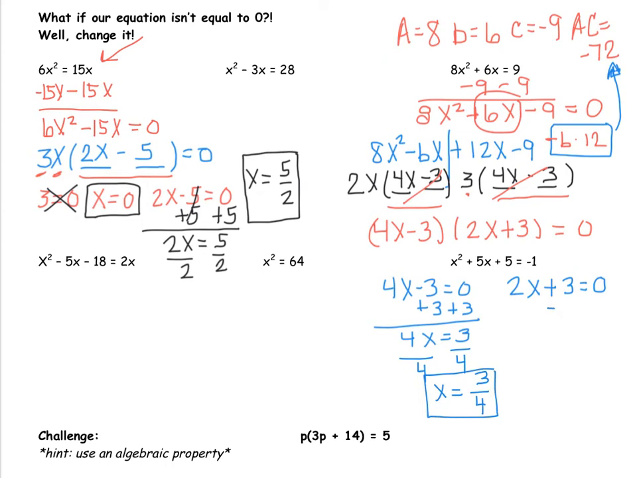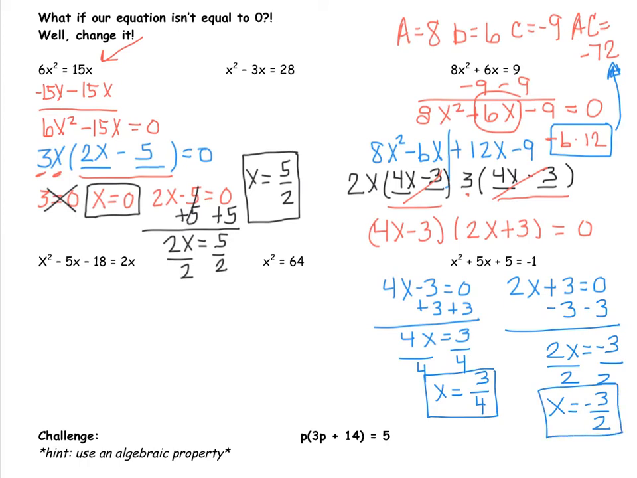Now this one, I'm going to subtract 3. So I have 2x equals -3. I'm going to divide by 2. And x equals -3/2. So there are my two answers. So I've just done the two problems right here.